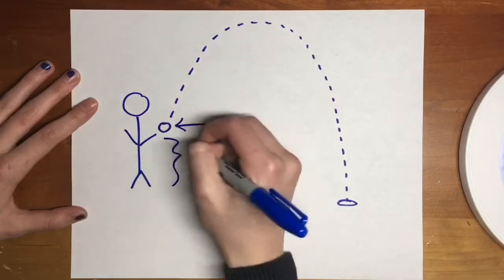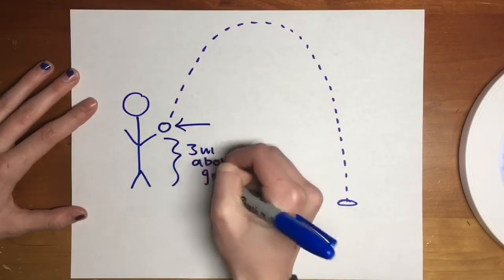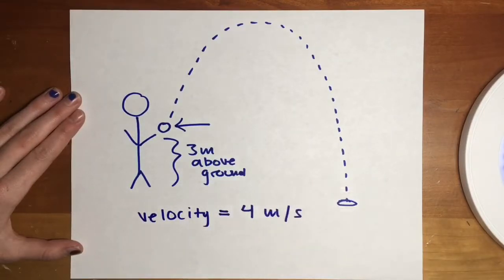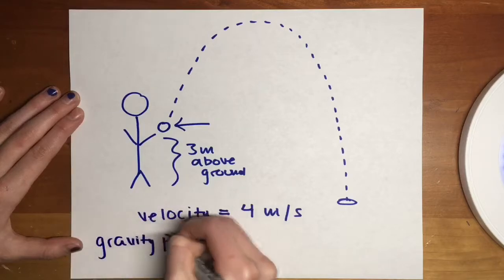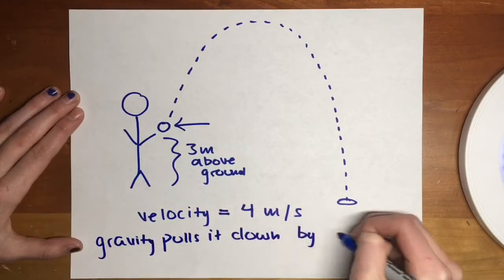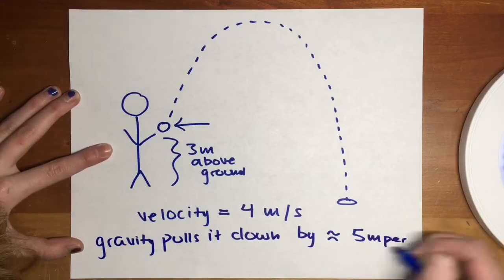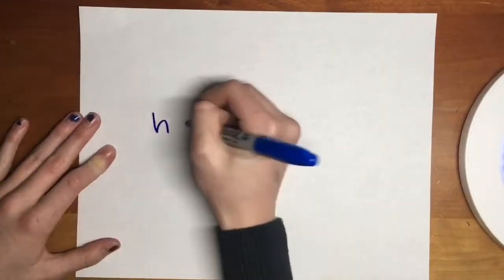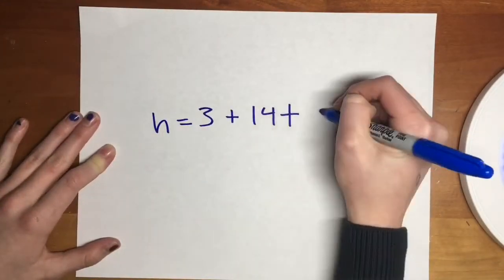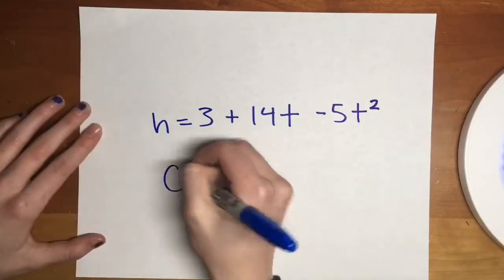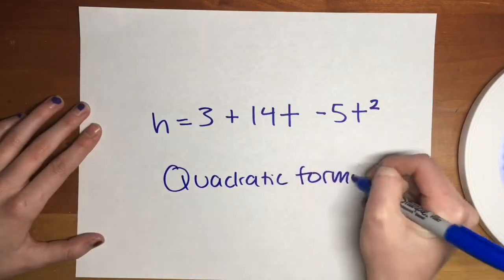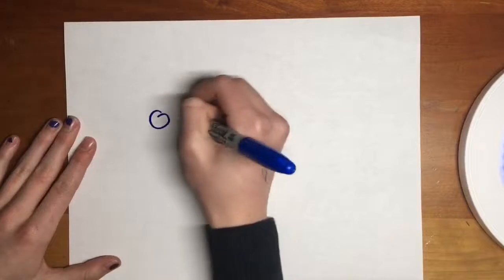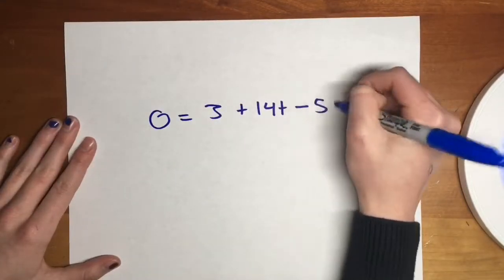When you throw a ball, shoot an arrow, or anything like that, it goes up in the air, slowing as it goes, then comes down at a faster and faster rate. A quadratic equation can tell you its position at all times. In this example, a ball is being thrown from 3 meters above ground with a velocity of 4 meters per second, and it is being pulled down by gravity at about 5 meters per second squared. When you write it out, this is a quadratic equation. The ball will hit the ground when height equals 0, so if you make h 0, you can solve from there.